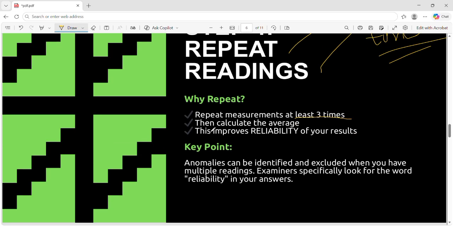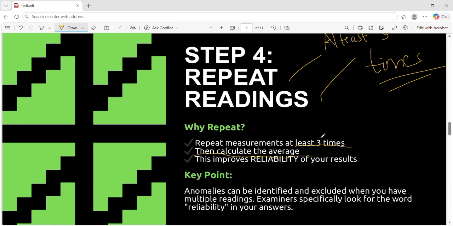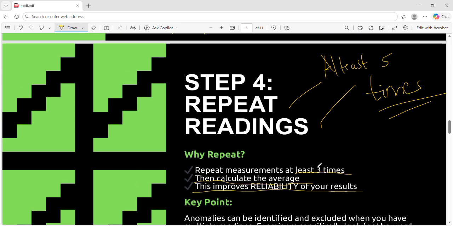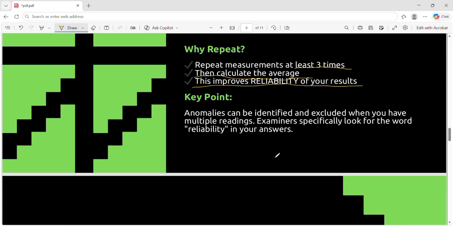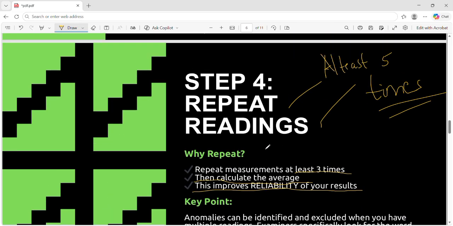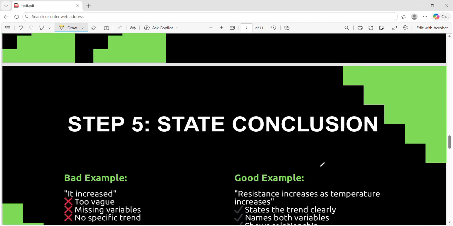Okay, then you should say, then calculate average. We will repeat at least 5 times. We will calculate average, which will improve the reliability of my results, to maybe identify anomalous results, which are results that don't fit the trend. Okay, so this is really important. Mention how many times you will repeat. Mention that you will take the average, and then third, mention it improves your reliability.